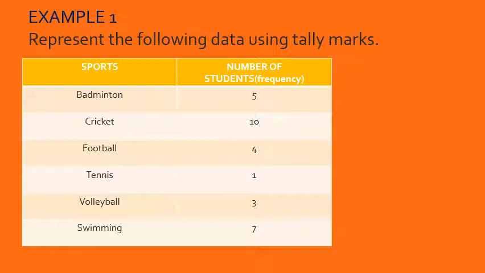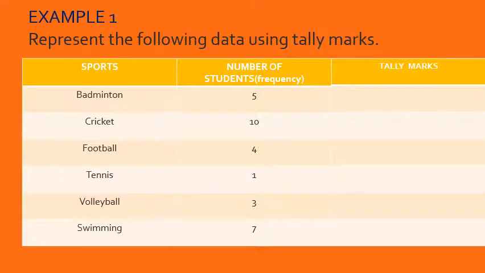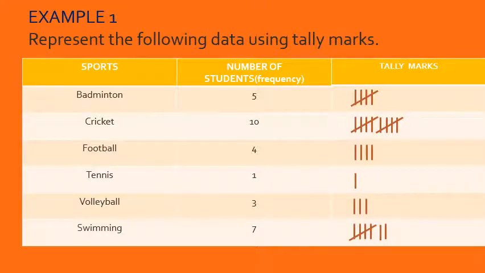Now we will make one more column for the tally marks. Let's draw the tally marks. For badminton we need to find the tally marks. For 5 we will draw the tally marks for 5: 4 lines and the fifth line will cut. Then for 10, for football 4, for tennis 1, volleyball 3 and swimming 7. This is how we will do the tally marks for the given question. Let's do the next example.